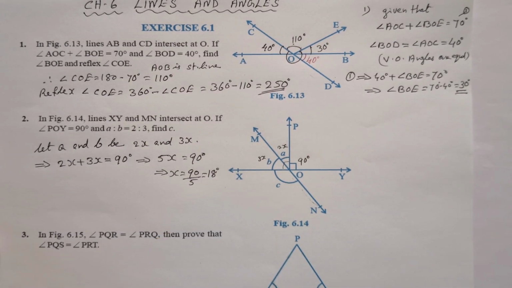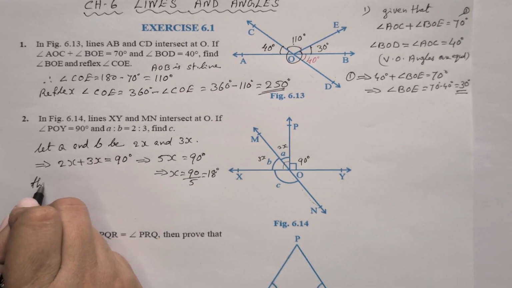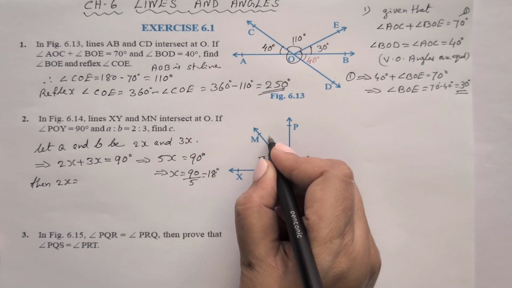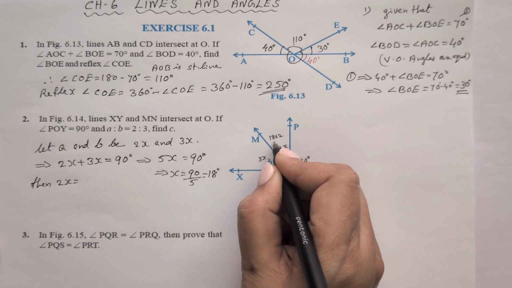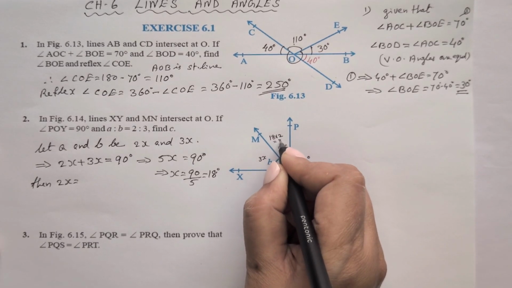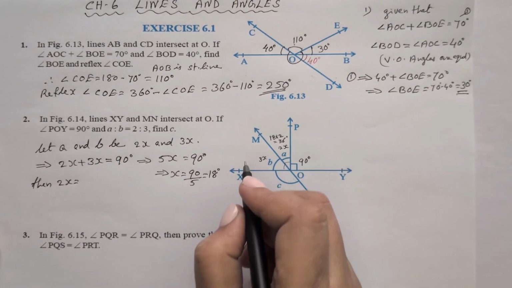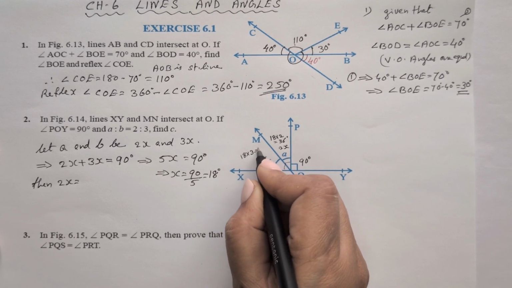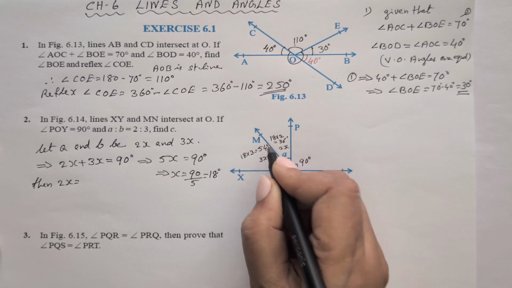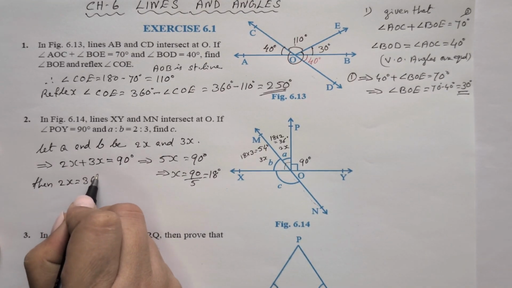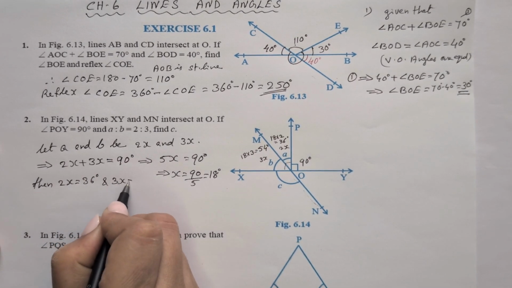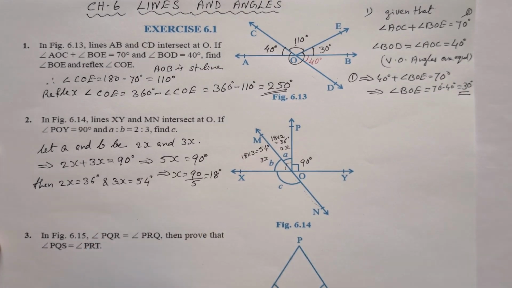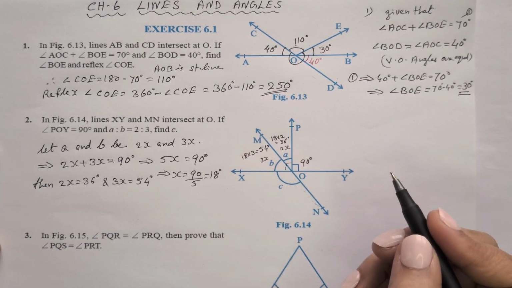x is 18 degrees. Then 2x is equal to 18 into 2, that means 36 degrees. 3x means 18 into 3, which is equal to 54 degrees. 2x is 36 degrees and 3x is equal to 54 degrees. Now we got a and b.